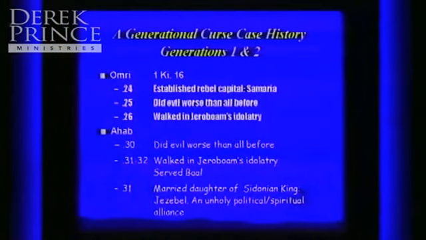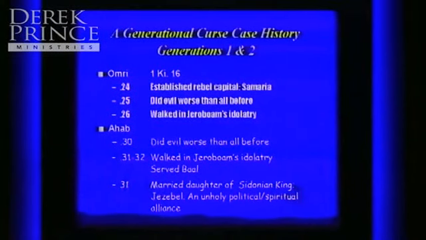If you go to 1 Kings 16, you will read about a man named Omri. Now, the thing that he did, which so offended the heart of God in 1 Kings 16:24, is he established what I would call a rebel capital. That is, instead of people going up to Jerusalem to worship, he established a counter city called Samaria.